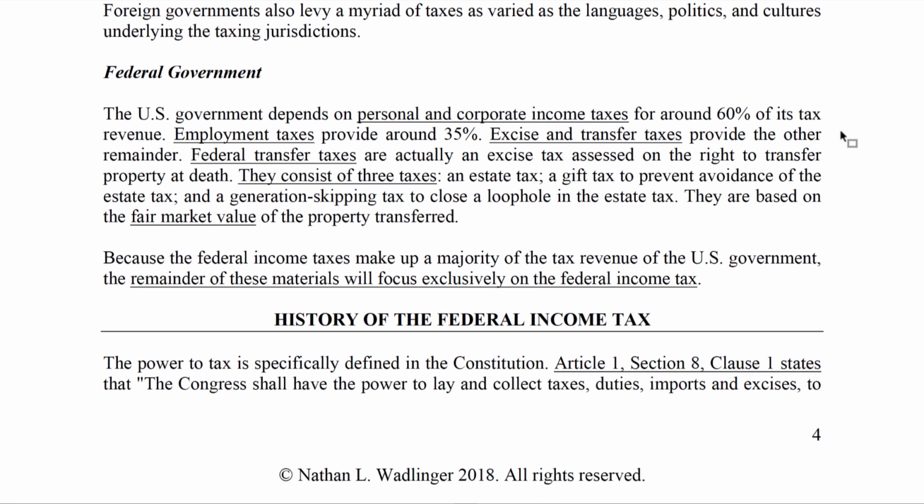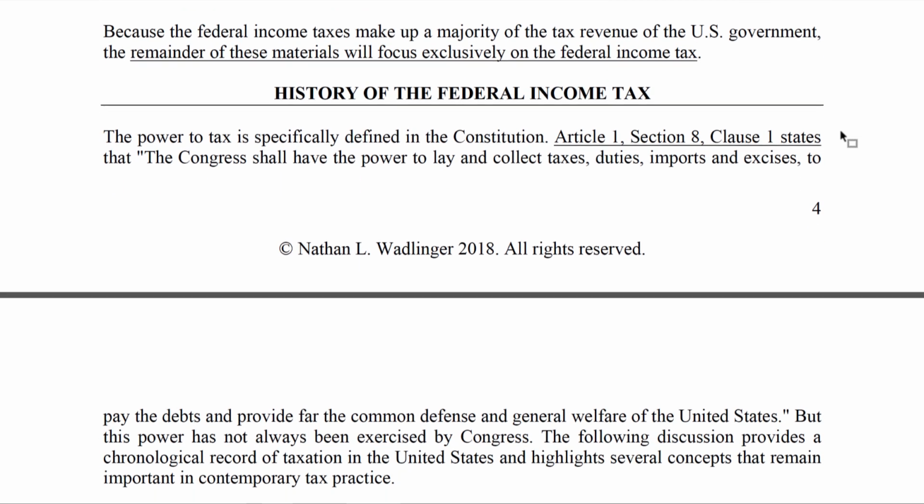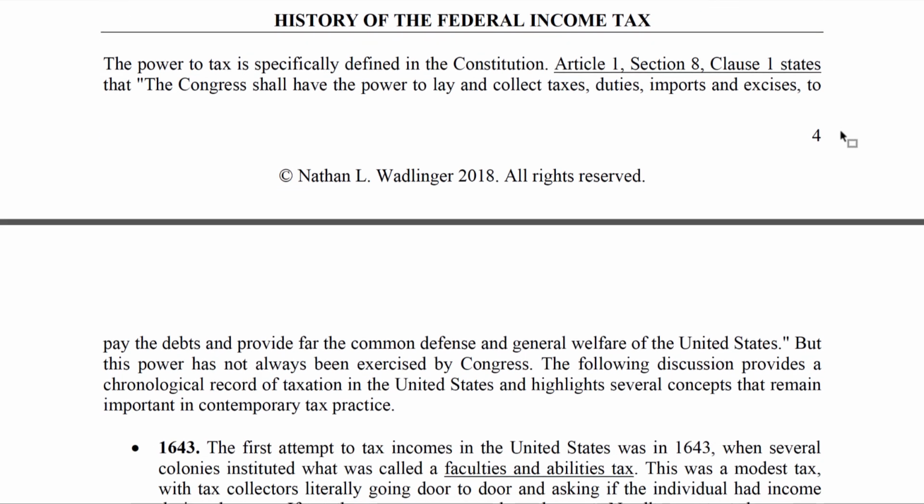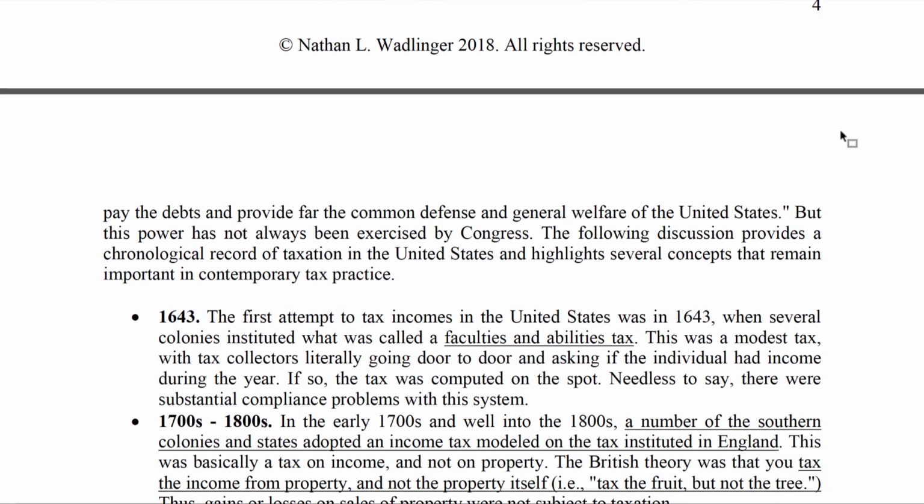So let's talk about history. Everyone loves history, okay? Before we go into the specifics of history, and we're following the history of the U.S. federal tax, let's talk about the Constitution. Specifically, in Article 1, Section 8, Clause 1, it states that the Congress shall have the power to lay and collect taxes, duties, imports, and excises, to pay the debts and provide for the common defense and general welfare of the United States.